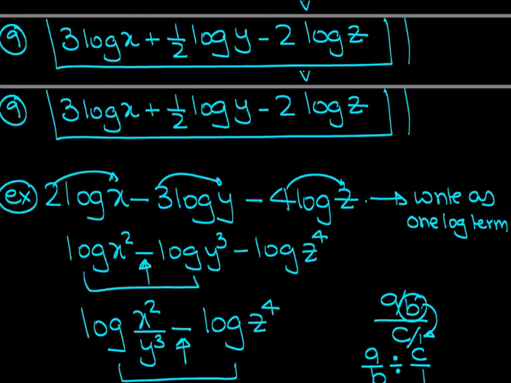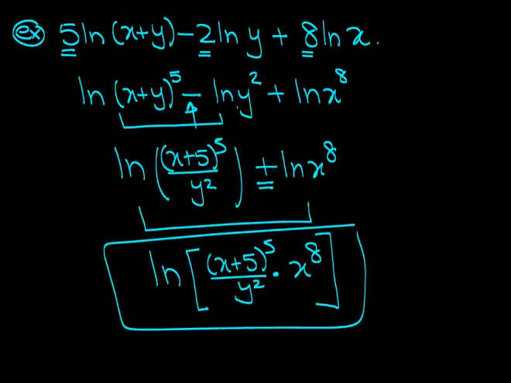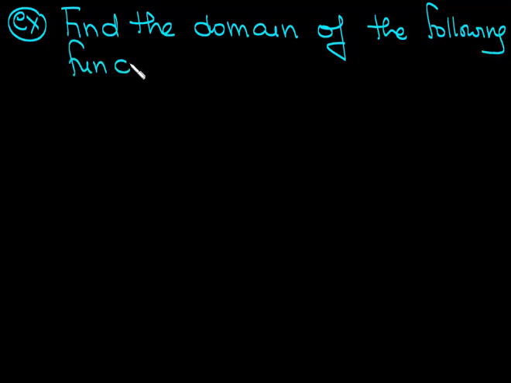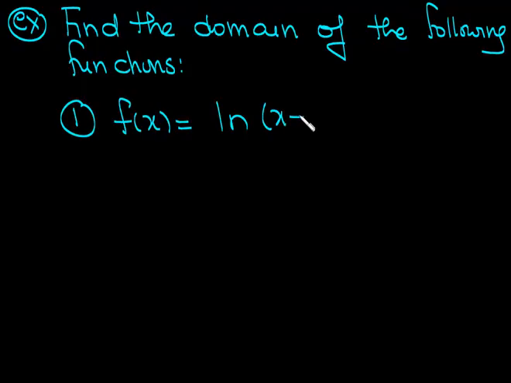So those were using some of those properties. Let's take a look at some other example. Let's say they ask us to find the domain of the following functions. Okay, so I'll just give you a couple quick examples. Let's say I have f of x is equal to ln of (x plus 2). So I want to find the domain.